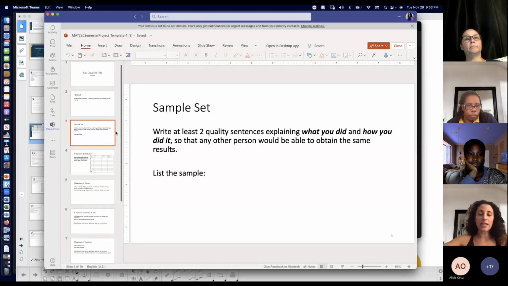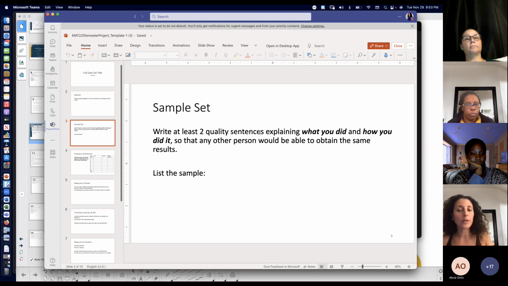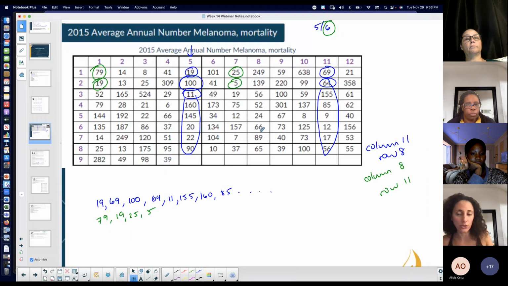Say, here's what I did. Here's my sample. But make sure that you list the sample. Some of you did not list the sample. List the sample. Write at least 2 quality sentences explaining what you did and how you did it, so that any other person would be able to obtain the same results.